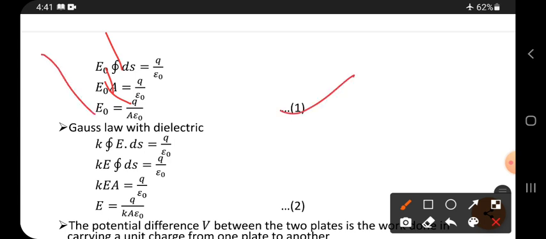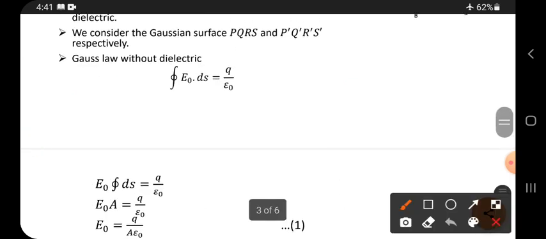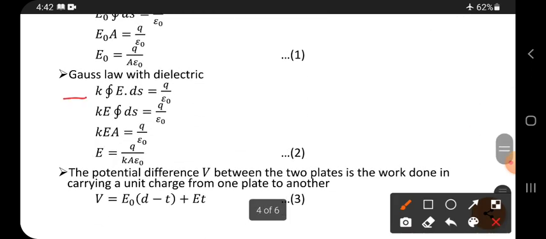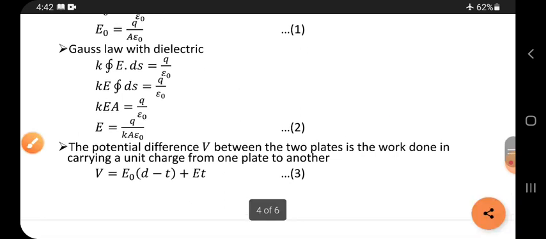Now Gauss law with the dielectric. Without and with the dielectric there is only one difference, that is K. In the above equation there is no K term, but with the dielectric there is a K, which means there is a dielectric. Doing the same thing in the same manner as above, we get equation 2.